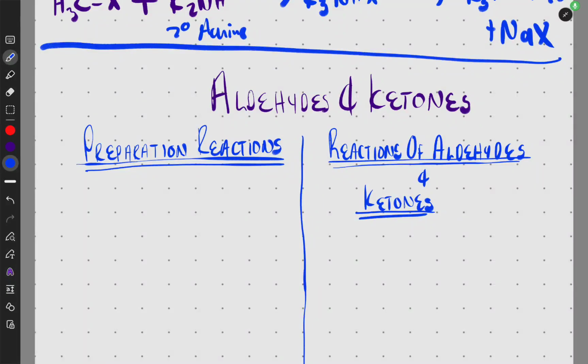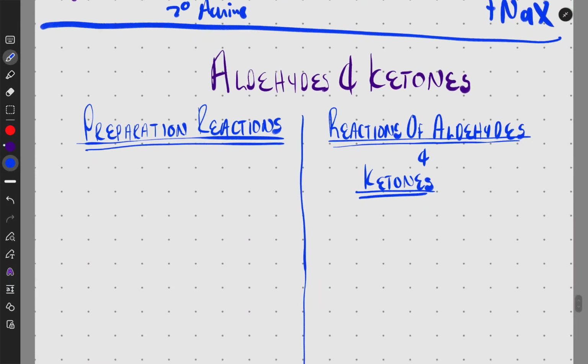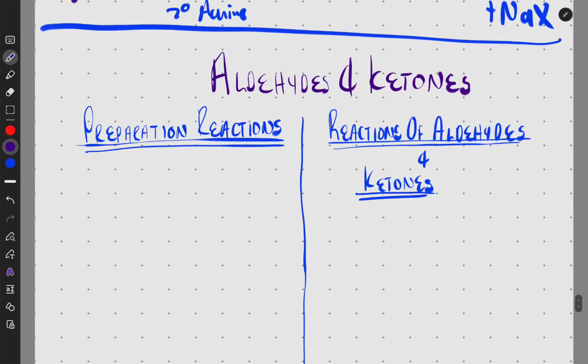And we're looking at aldehydes and ketones. Let's start with the preparation reaction. Let's see how we prepare them both. So you see, aldehydes and ketones are so easy because everything about them is just oxidation and reduction, okay? The reactions, how do you prepare aldehydes and ketones?